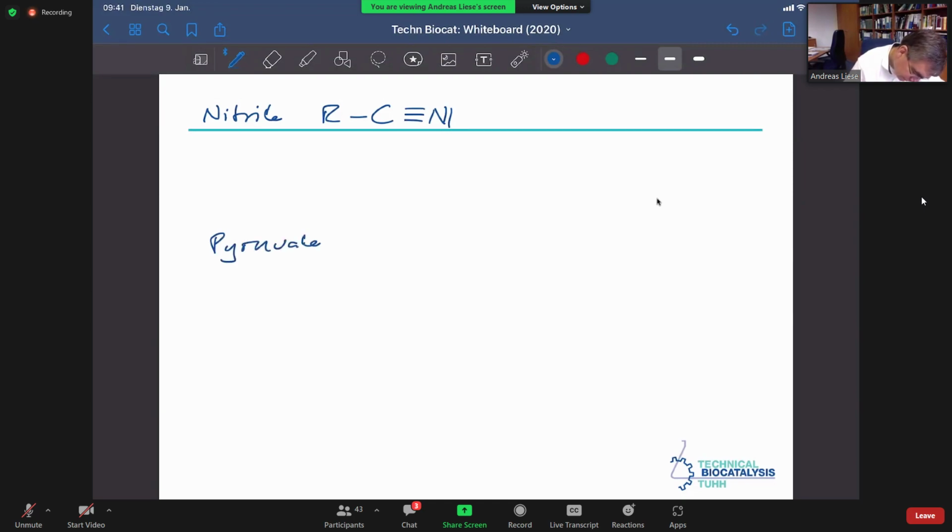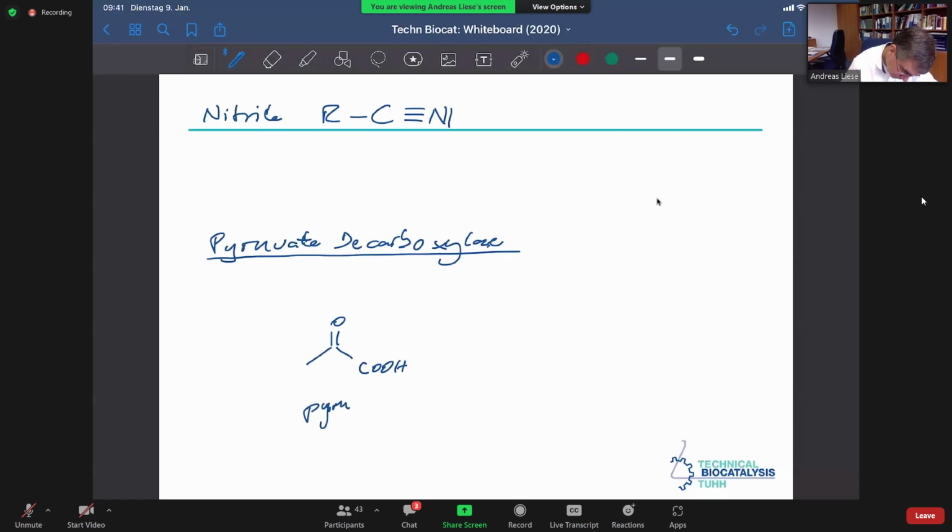So pyruvate decarboxylase. Pyruvate, by the way, in German it's Brenztraubensäure. That is this compound. That is pyruvate, so it's a keto acid. And by the way, where you got to know it is in the section where we talked about transaminases, because it is a typical acceptor for amines in the case of transaminases, so enzyme class 2, transferases.